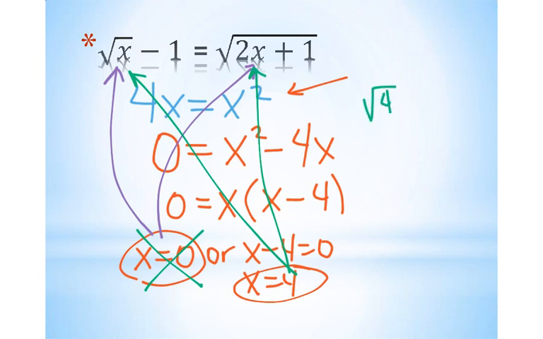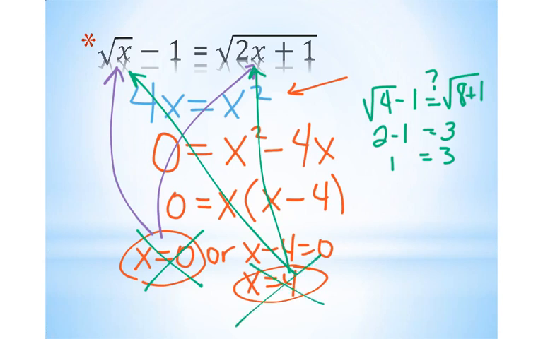So square root of 4 minus 1, that's 2 minus 1, which is 1. Is that equal to the square root of 2 times 4, which is 8, plus 1? So the square root of 9, which is 3, is obviously not equal to 1. And so that's also an extraneous solution. So even though we started out having two solutions, we find out that neither one of them actually works. So we're going to end this problem with no solution.